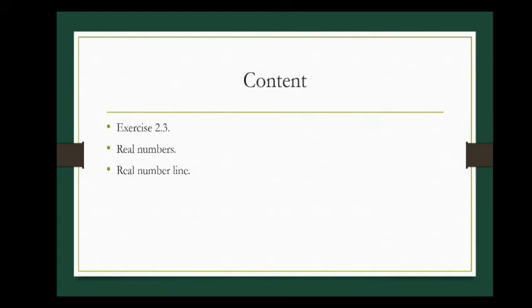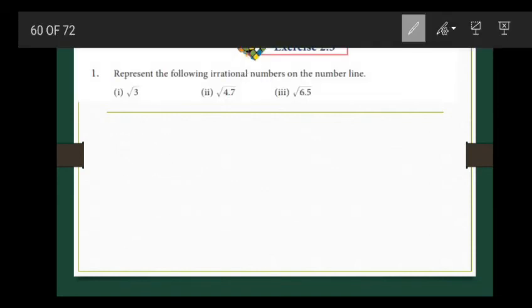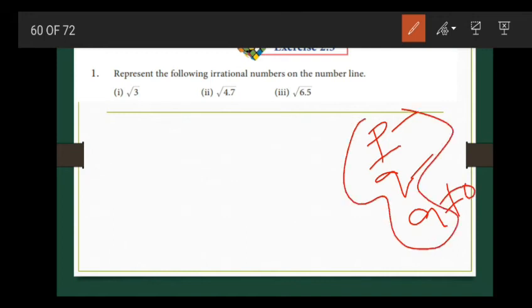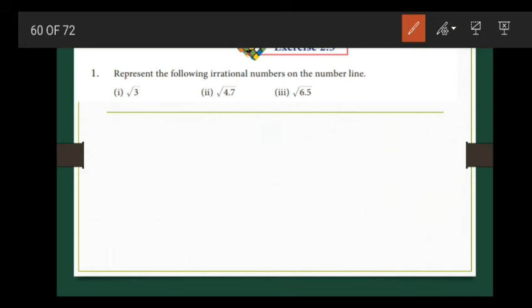First we'll solve exercise 2.3. Before going to solve this exercise, we'll recall what are irrational numbers. Any number which cannot be represented in the form p by q, where p and q are integers, q not equal to 0, is an irrational number. When we express an irrational number in decimal form, it is a non-recurring as well as non-terminating decimal expansion.